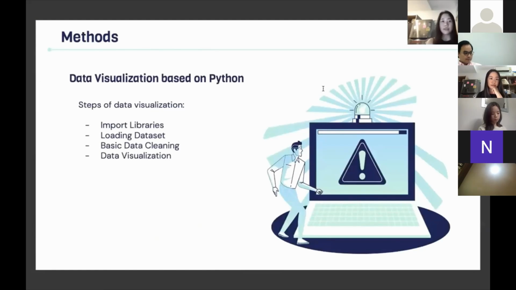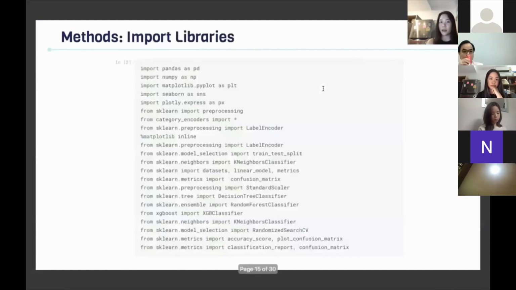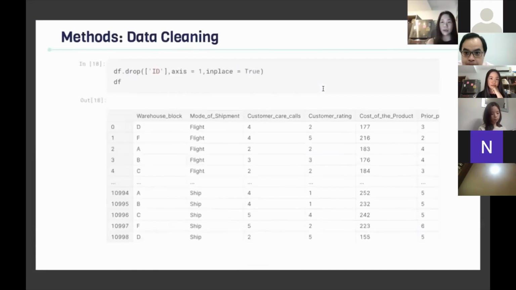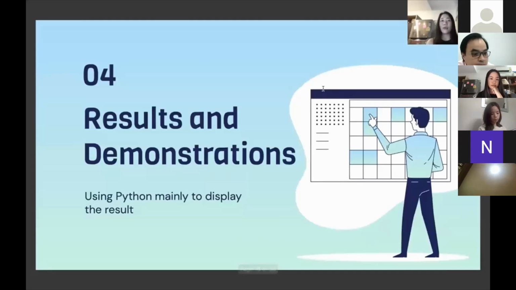And the first steps of my data visualization project would be importing libraries, loading the data set, data cleaning, and the fourth one would be data visualization, which will be shown in the results and demonstrations of our fourth agenda.